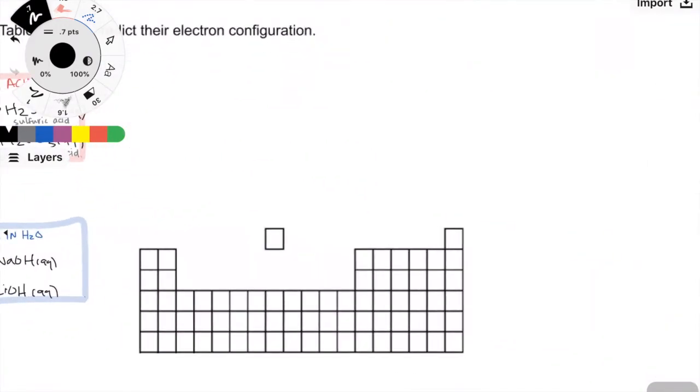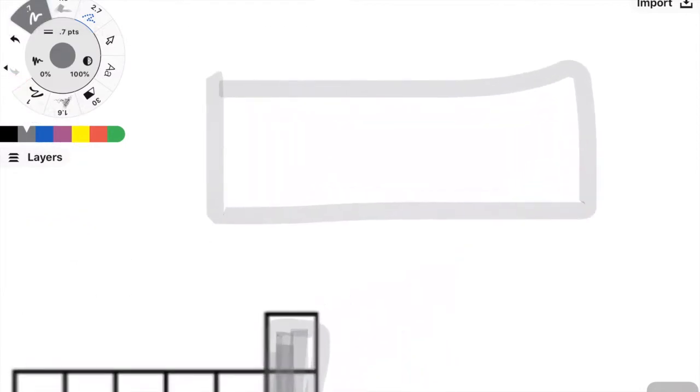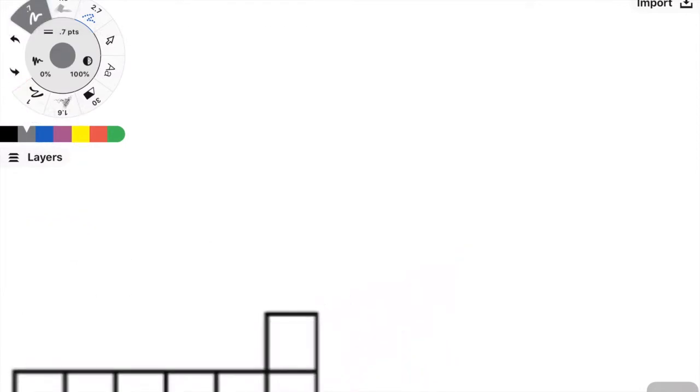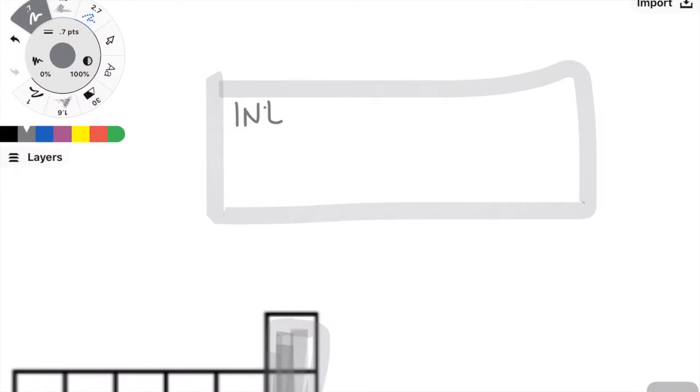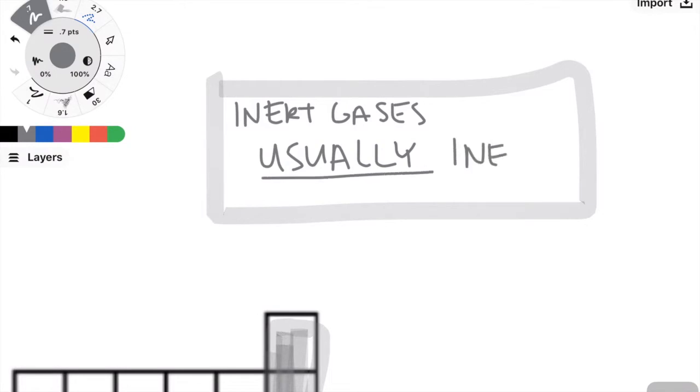Looking at some of the groups in particular, let's start with the noble gases. So usually when we think of noble gases, we think of inert gases that don't react to form any compounds. That's mostly true, but you do have to watch out for xenon tetrafluoride. So XeF4 is one of the compounds that is formed by a noble gas.